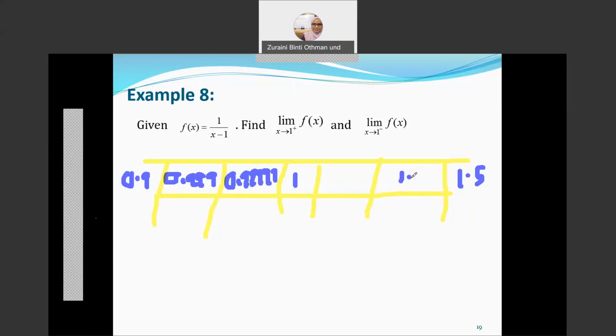Okay, ini depends on you. 1.1 dan makin dekat dengan 1, saya ambil 1.001. Okay, so here for this value of x, gantikan nilai x dekat dalam ni. Okay, bila kita gantikan nilai x, so now from the positive side, bila kita gantikan dengan 1.5 kat sini, kita dapat nilai dia 2. Bila kita gantikan dengan 1.1, dapat nilai dia 10. Dan bila kita letak 1.001, nilai dia ialah 10,000.